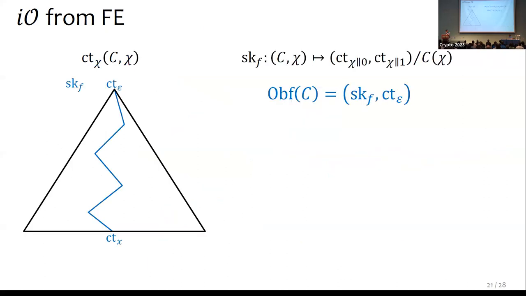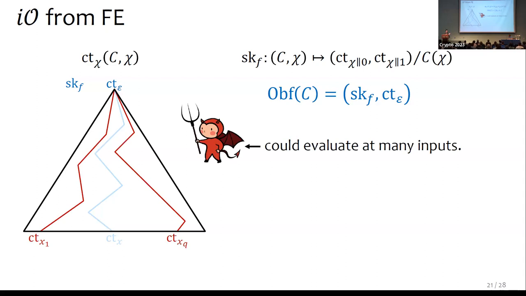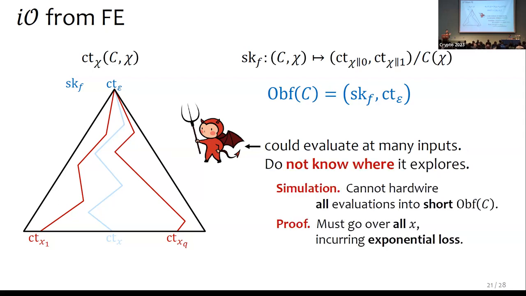Okay, so the obfuscation has just two parts, the functional key and the root ciphertext. So now comes an adversary. The adversary can at least evaluate this obfuscated circuit at various inputs. And the problem is that we don't know where this adversary is evaluating.